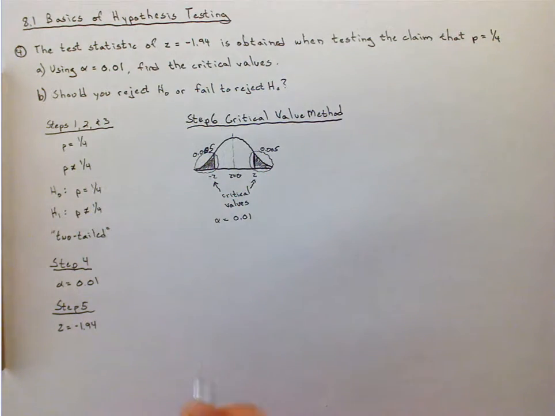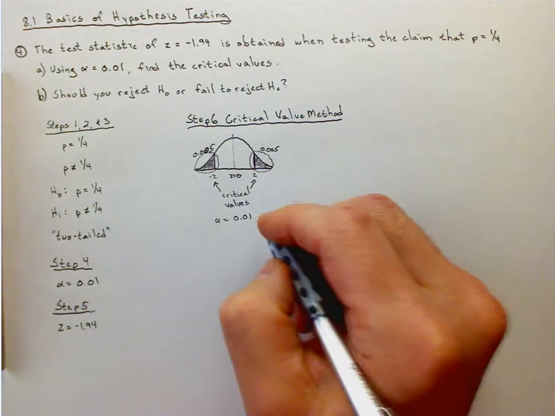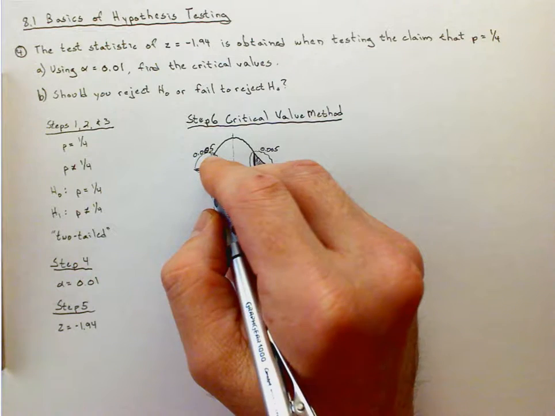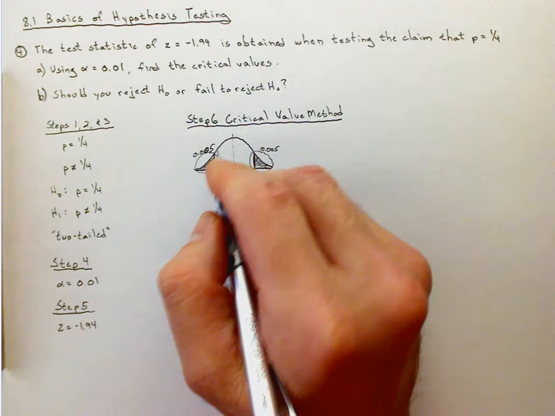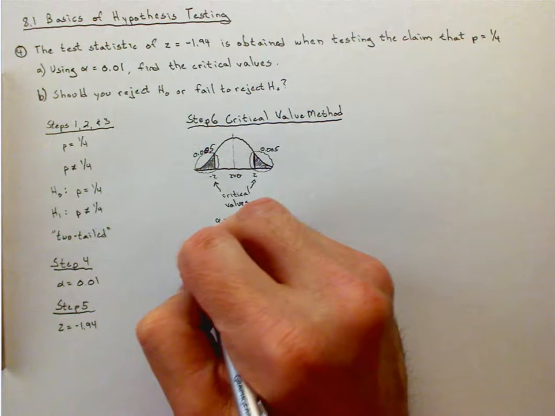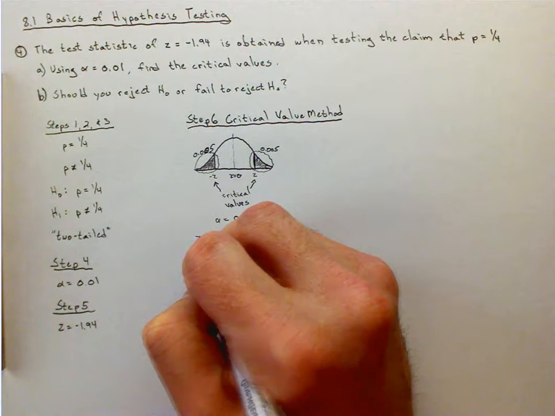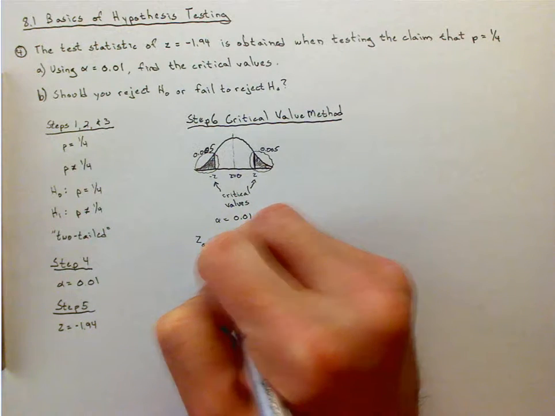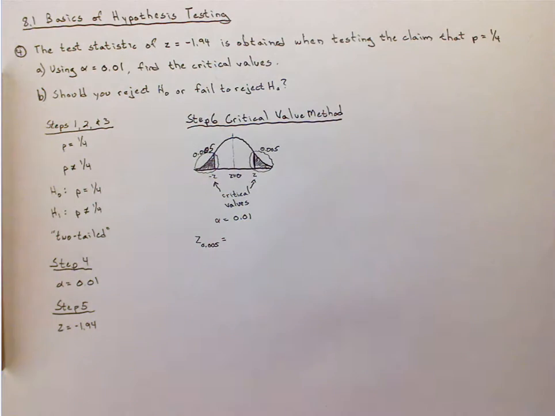There's symmetry under the curve, so all I need to do is look up one of those. I can choose to look up 0.005, or I can choose to look up 0.9950. But instead of just doing the math, I'm going to look this up. I'm going to get a negative z-score from this for what I look up.